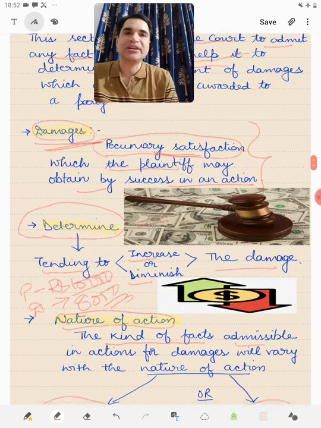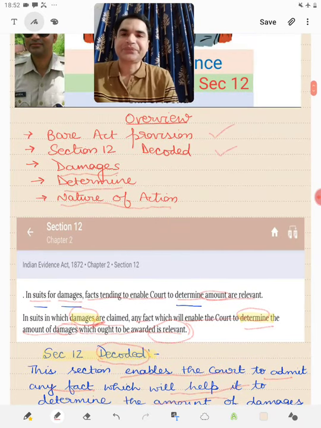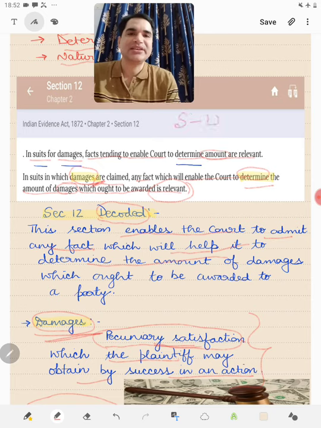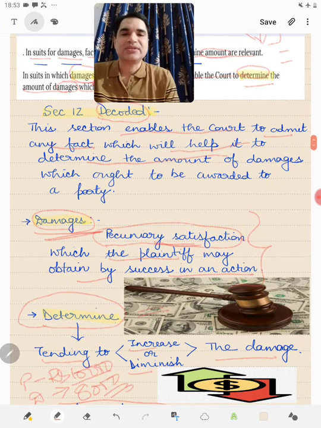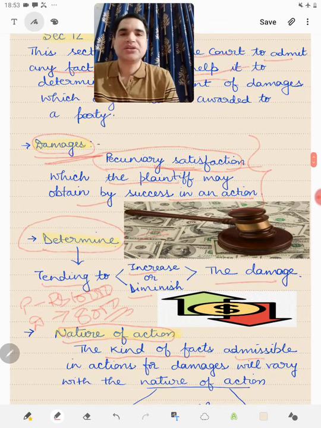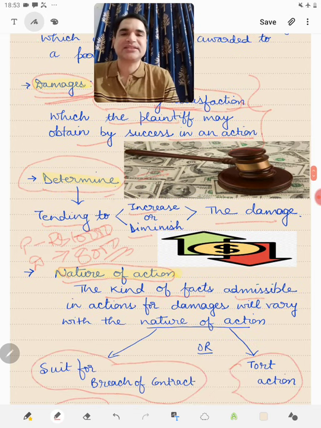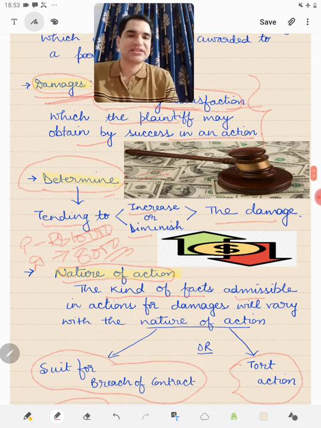We'll just have a quick recap of what we have studied. We saw that section 12 says that if it is a suit and in the suit damages are being claimed, then any fact which helps us to determine, which has a tendency to increase or a tendency to diminish the amount of damages, will be relevant. Now damage means pecuniary satisfaction which is sought by one party, and determine means anything which has a tendency to increase or diminish the damage.